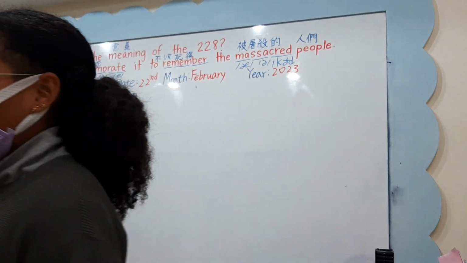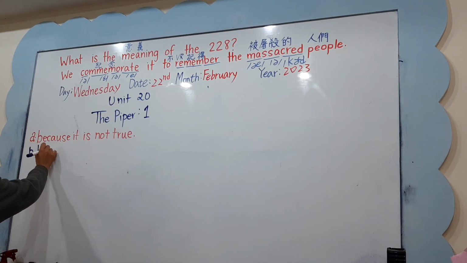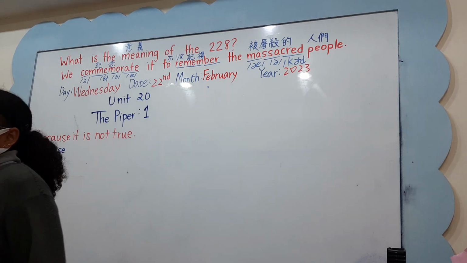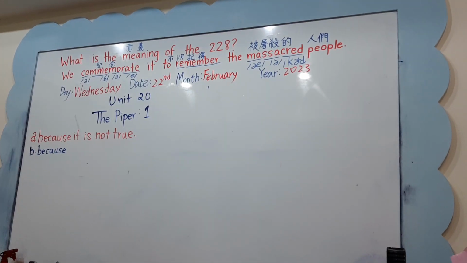Because... Why were the people unhappy? Can you look in your textbooks? In your student books? Why do you think the people were unhappy? Because? Ethan, Jason, what do you think? Why were the people unhappy?